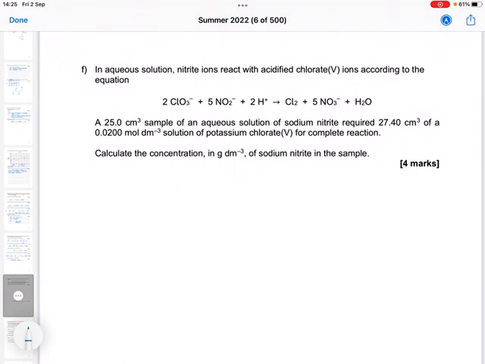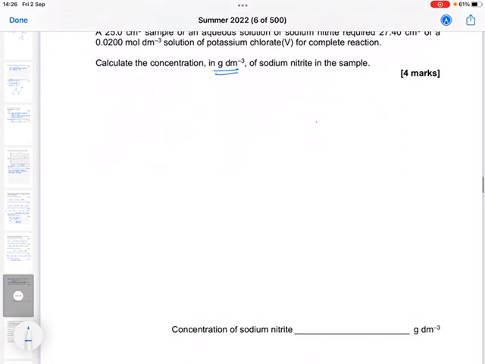Okay, a solution of nitrite ions reacts with acidified chlorate 5 according to the following equation. 25 centimetres cubed of sodium nitrite required 27.4 centimetres cubed of a 0.02 solution of potassium chlorate 5 for complete reaction. Calculate the concentration in grams per decimetre cubed.